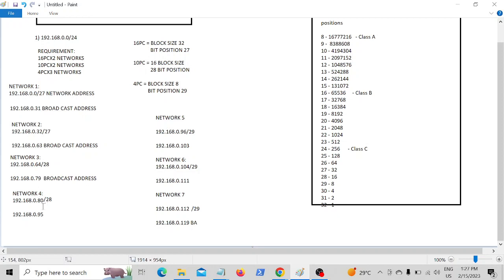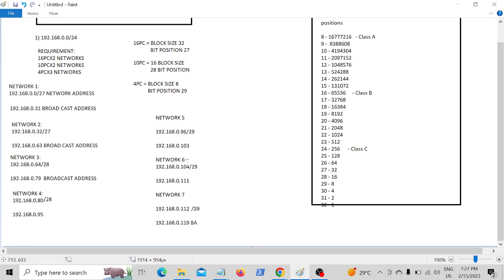Again, 80 plus 16 will be 96, because here it is 10 PCs into 2 networks, so we have to add 2 times. So it will be 96. Again, 96 plus 8, because 2 networks are done. Again, we are going to the next requirement. 4 PCs, block size is 8, bit position is 29.